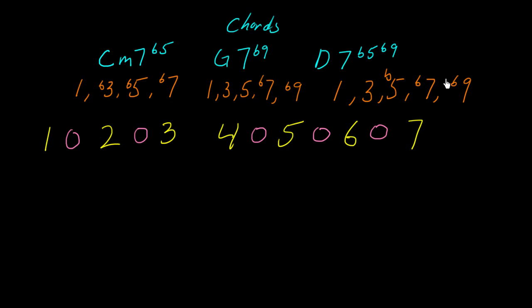Flat 9. So if I were to go put this in the key of D, I get the notes D, E, F sharp, G, A, B, C sharp. There you go. And to create a D7 flat 5 flat 9, I would just take these notes.